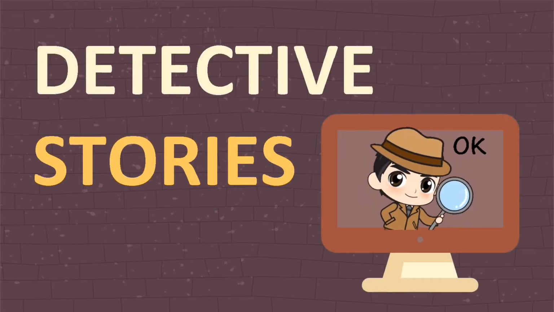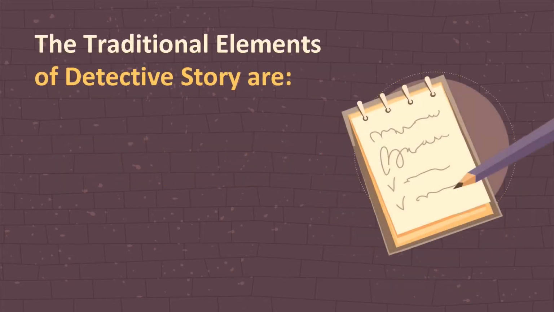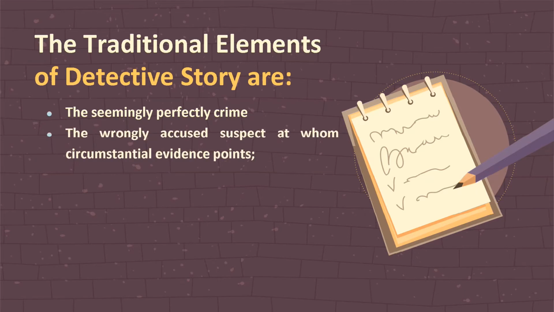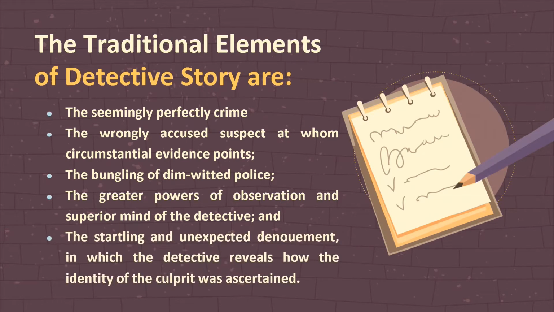Detective story is a type of popular literature in which a crime is introduced and investigated. The traditional elements of detective story are the seemingly perfect crime, the wrongly accused suspect at whom circumstantial evidence points, the bungling of dim-witted police, the greater powers of observation and superior mind of the detective, and the startling and unexpected denouement in which the detective reveals how the identity of the culprit was ascertained.